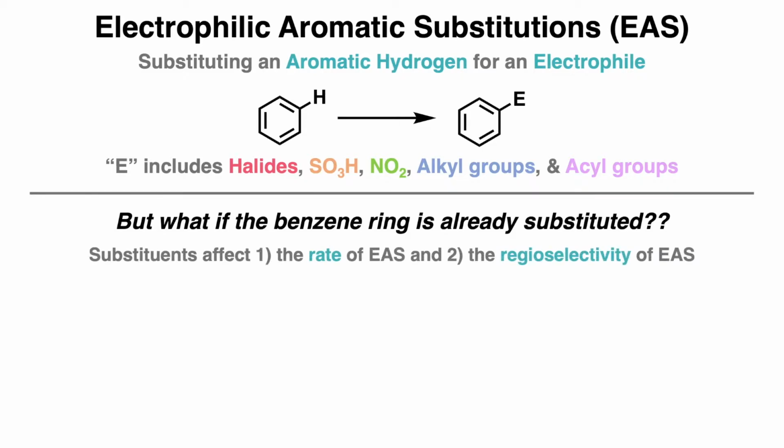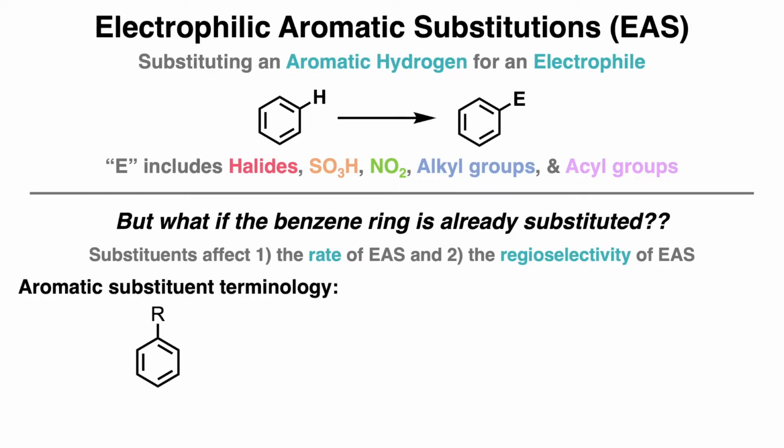Well, substituents on a benzene ring affect 1, the rate or speed of EAS, and 2, the regioselectivity of EAS. Before we get into any of the details on this, let's first go over some aromatic substituent terminology.